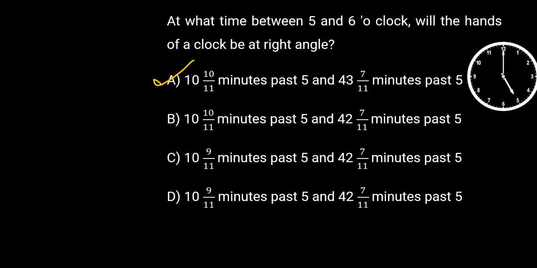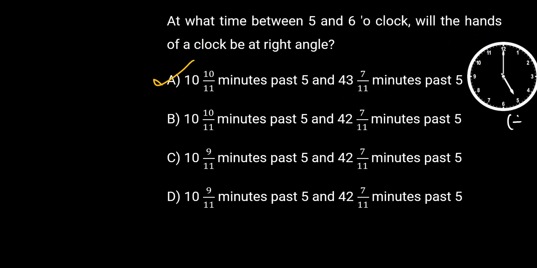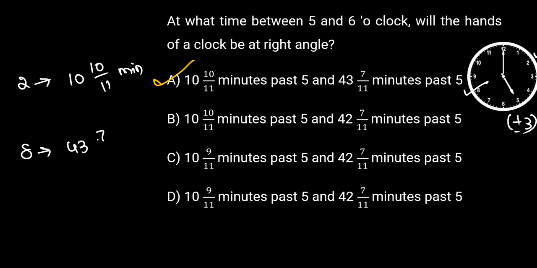Now here, sir, I am not understanding what timing should be there. Plus or minus 3, sir. For reference, take plus or minus 3. 6 plus 3 is 9, 6 minus 3 is 3. Now for 5 o'clock, 5 plus or minus 3: one is at 2, one is at 8. 2 means 10, 10 by 11. 8 means 40 minutes, no? 40, 40 by 11 is nothing but 43 7 by 11. That's why option A.